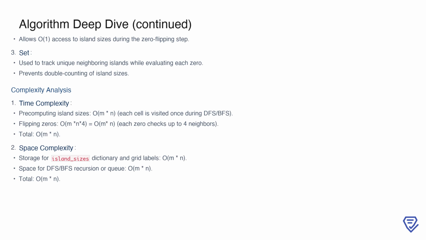The algorithm's time complexity reflects its efficiency. Pre-computing island sizes involves visiting each cell once, resulting in a time complexity of O(m*n). During the zero flipping step, each zero checks up to 4 neighbors, leading to an overall complexity of O(m*n). The space complexity is also O(m*n), accounting for the storage of the island_sizes dictionary, the labeled grid, and the recursion or queue space used by DFS or BFS. Together, these optimizations ensure that the algorithm is both time and space efficient.